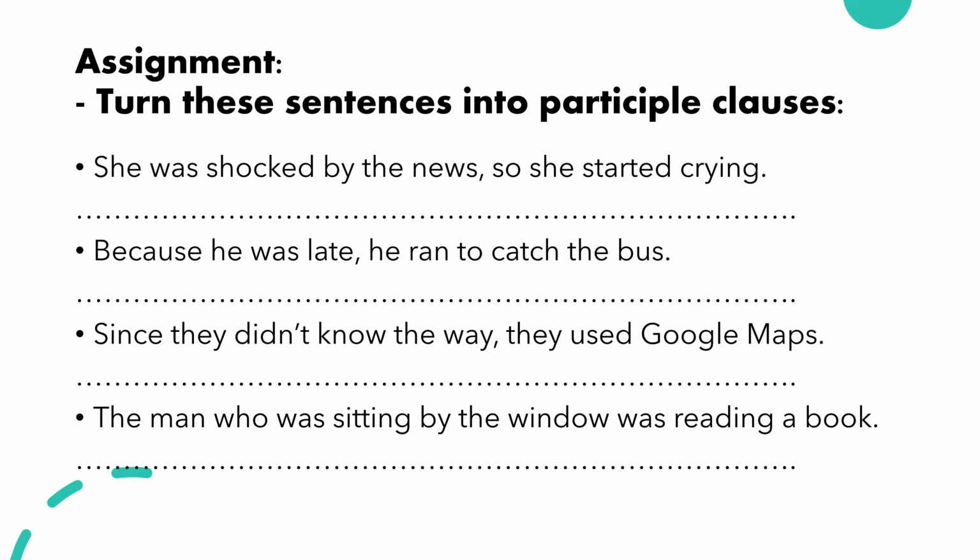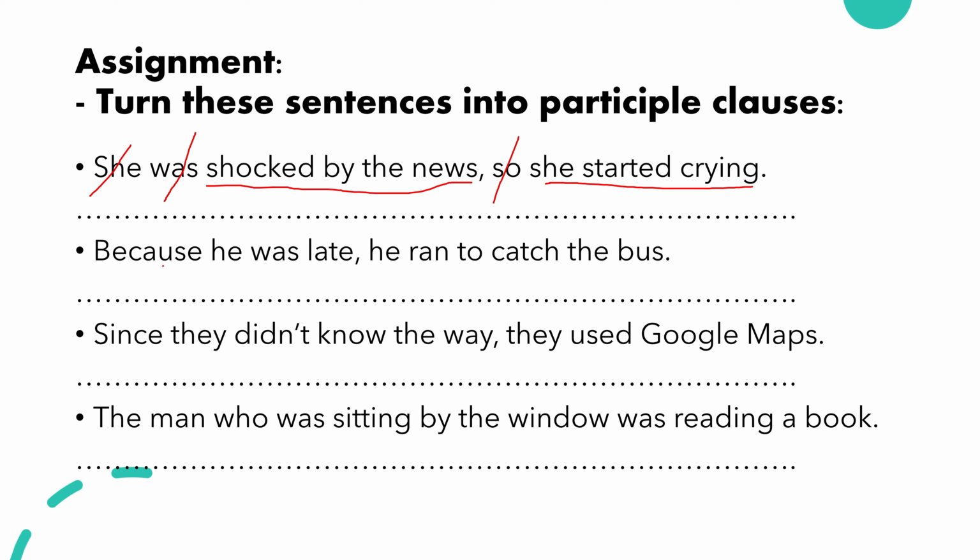We want to turn these sentences now into participle clauses. First one: she was shocked by the news, so she started crying. He is saying the right answer. Excellent, my friend, yes, exactly. To make a participle clause, we should omit the subject because it is written right here. We should also omit this one, and we can say "shocked by the news, she started crying." We also give up the conjunction. We don't need it anymore because we can understand the sentence just by these words. Shocked by the news, she started crying.